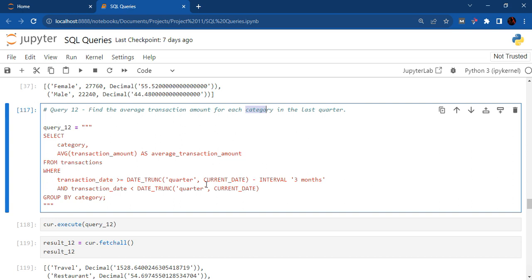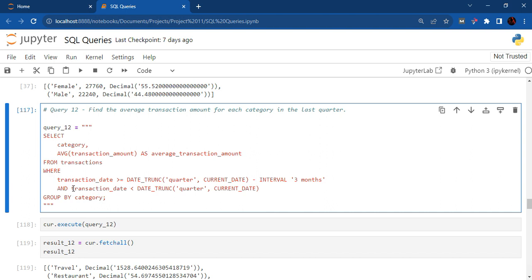Sorry, wait, I'm coming. Let me check something. So the transaction date will be... okay. So as I was saying, there was something that was confusing me, so I've fixed that.